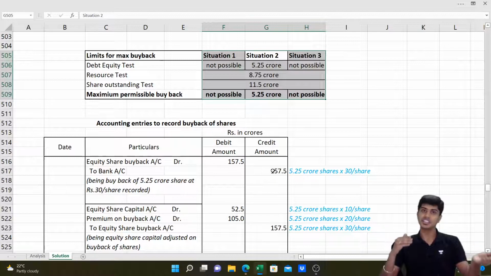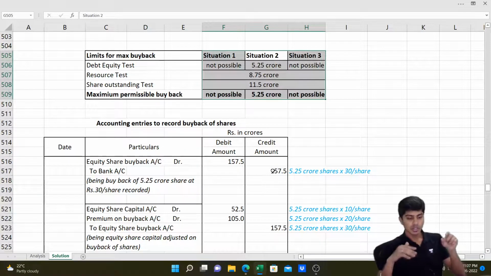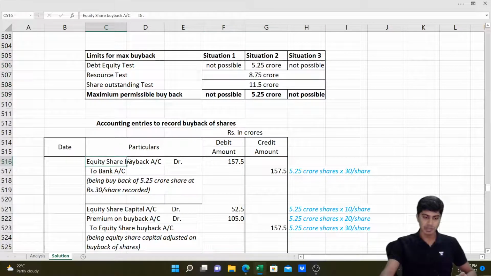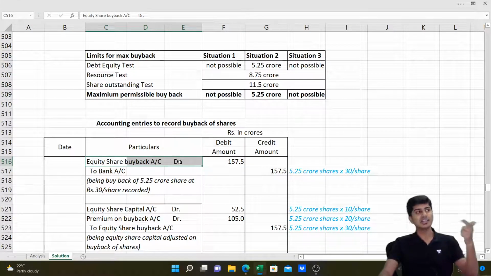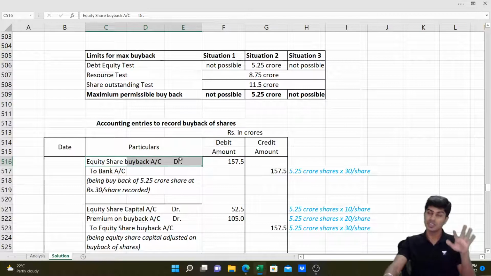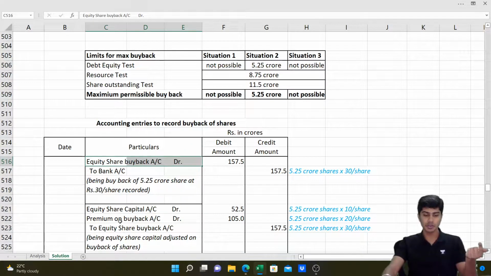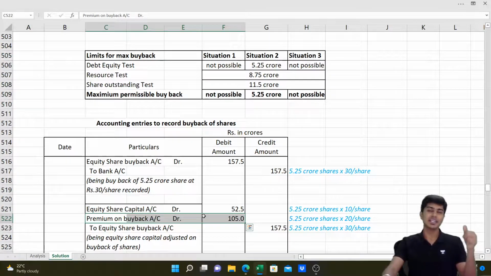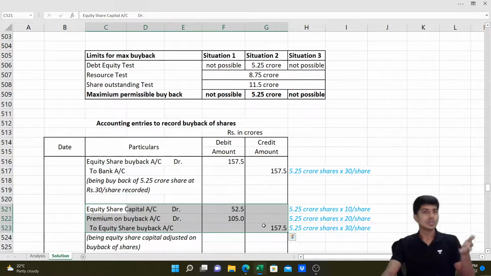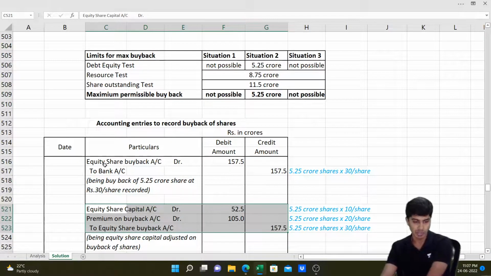Then the shares bought back will be cancelled. Whatever equity share buyback is debited here will be credited, and the debit will be given to share capital account to the extent of nominal value. Beyond that, whatever you paid will be premium on buyback, which will later be adjusted against security premium. So the entry will be equity share capital account debit, premium on buyback account debit, to equity shares bought back account. So 5.25 crore shares into 10 rupees nominal value into 20 rupees premium, both will be debited. Credit will be given to shares bought back, because that 30 rupees, whatever you have debited here, that account needs to get closed.